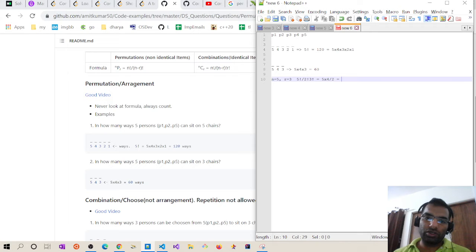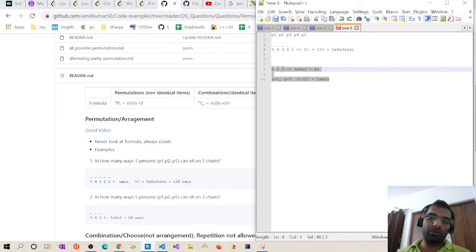Oh, sorry, it's my bad. It's n factorial divided by (n minus r) factorial. So it will be 5 factorial divided by (5 minus 3) factorial, which comes out to be 2 factorial. So it will be 5 into 4 into 3, because the 2 factorials cancel, so this becomes 60. So now this is the permutation, which is arrangement.